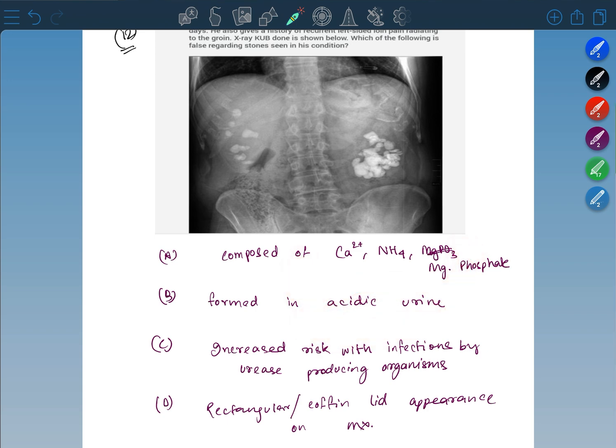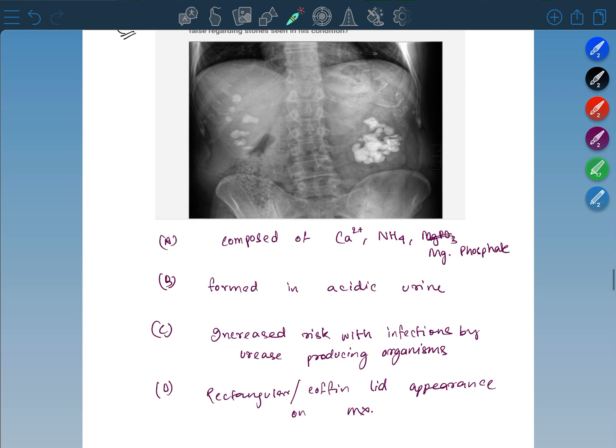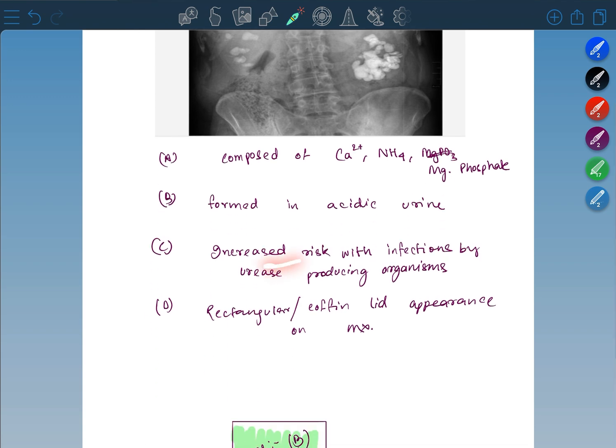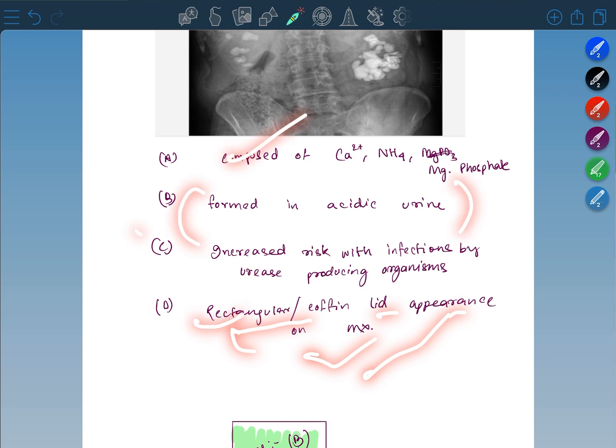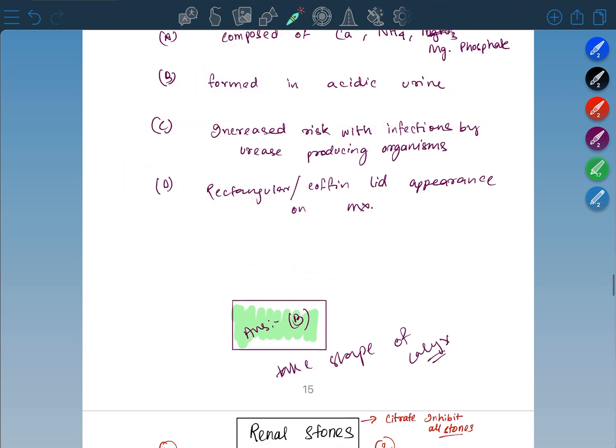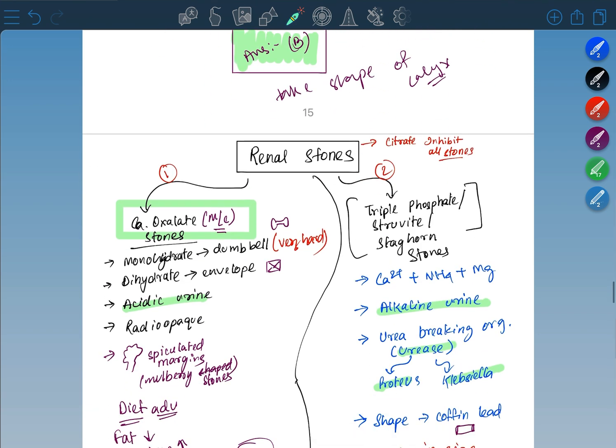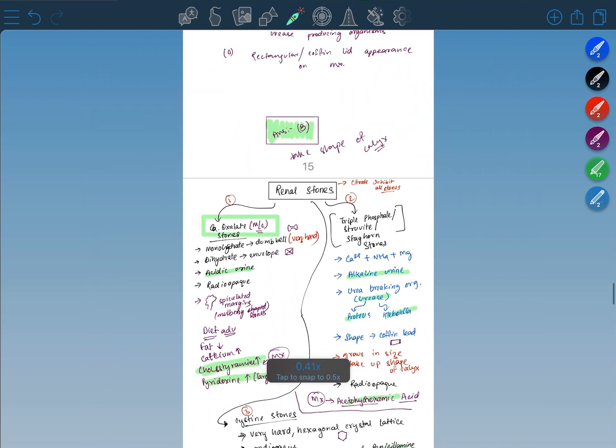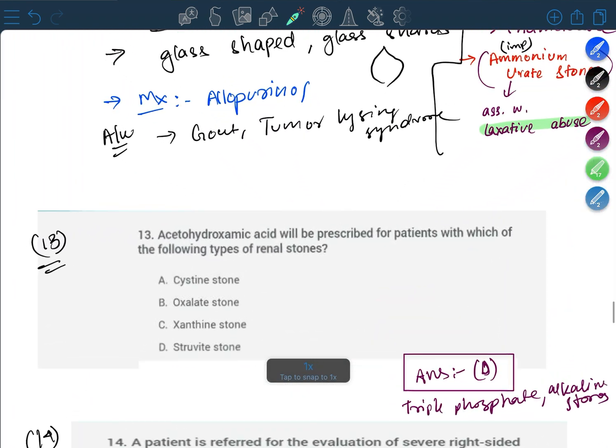Now how will we understand which one is correct and which one is false? By understanding the next option. See option C, increased risk with infection by urease-producing organisms. This is alkaline, this is also alkaline, this also favors alkaline. And see the rectangular coffin lid appearance, this is the easiest option. This and this match, this doesn't match, so this has to be false. These three match, this doesn't match, so by this you can find it out. This was a trick, the easier way. In the exam you can use this, or the knowledgeable way. This chart is very important. Next, all questions will be done in one line.